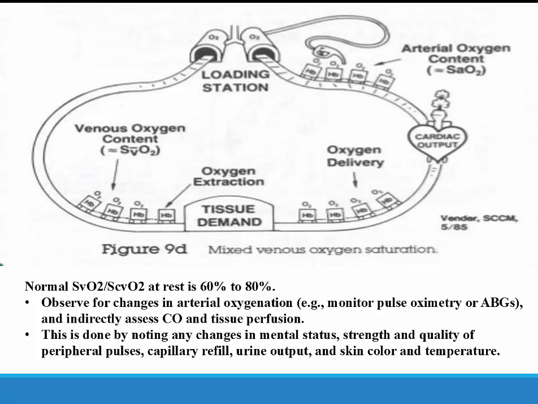Observe for changes in arterial oxygenation through monitoring of the pulse ox or ABGs, and indirectly assess the cardiac output and tissue perfusion. This is done by noting any changes in mental status, strength and quality of peripheral pulses, capillary refill, urine output, skin color, and temperature.